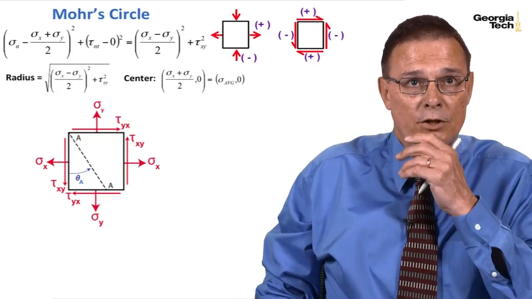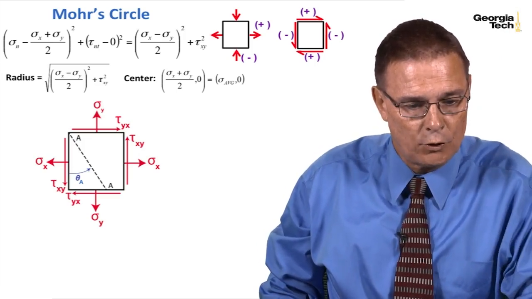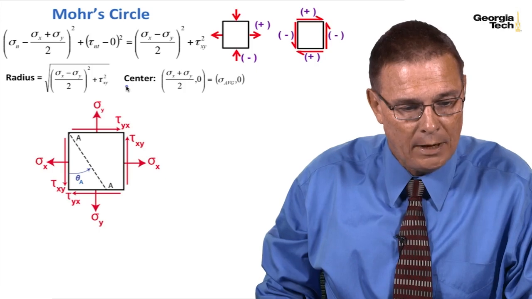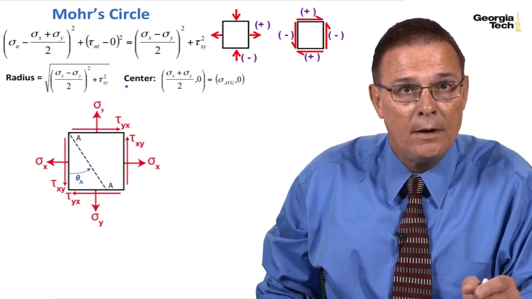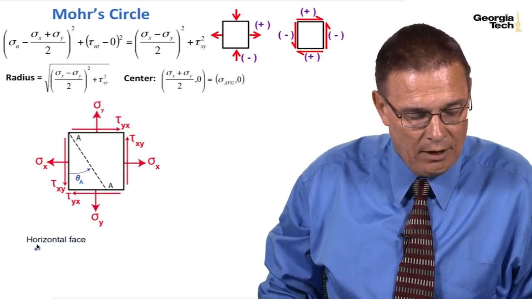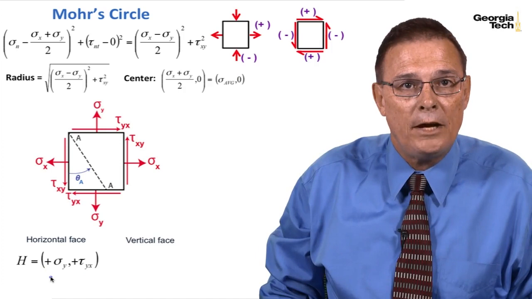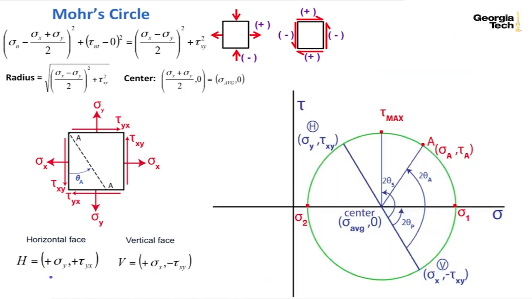And so this is a review from last time. These were our equations for the transformation of plane stress, in the form of the equations for a circle. We had a sign convention for the horizontal face and the vertical face, and we went ahead and drew Mohr's circle with general terms. And so today we're going to apply this to an actual example.